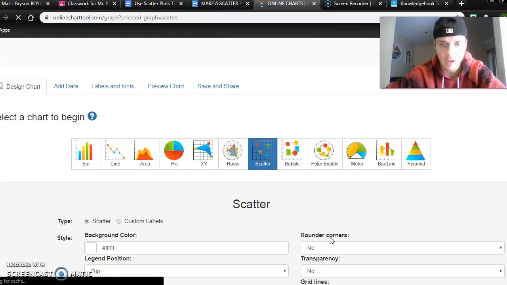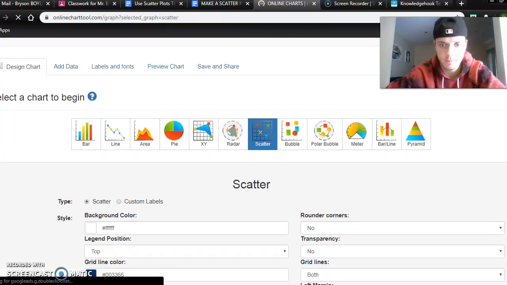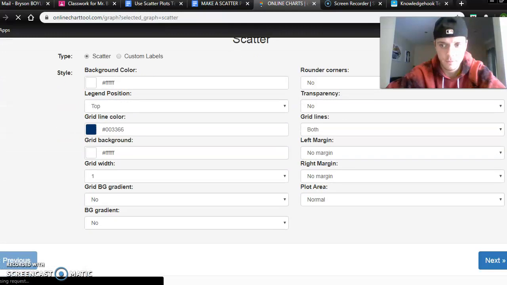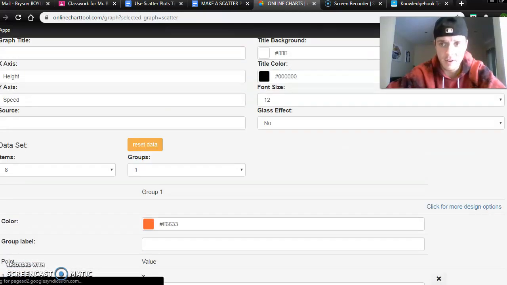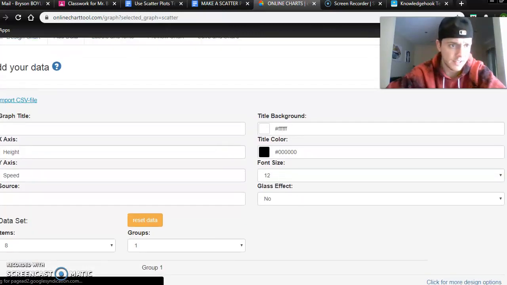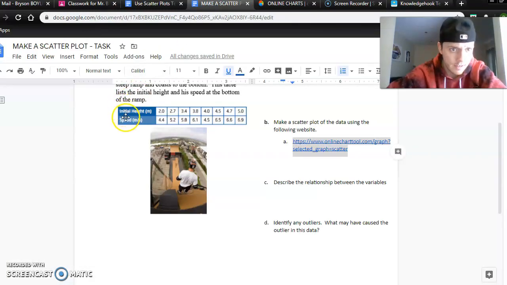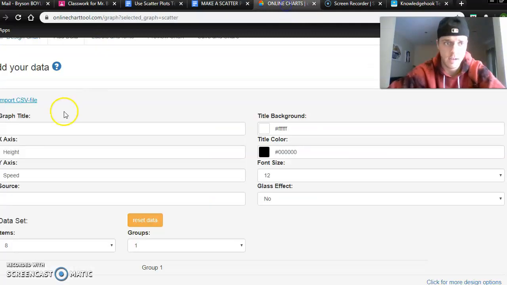When it opens up, don't touch anything. Just scroll down right to the bottom and hit next. This is where you have to enter some data, okay? So up top, it's asking you for the graph title. Graph title is going to be height versus speed. That's what your title is going to be, height versus speed. So I'll put that in.